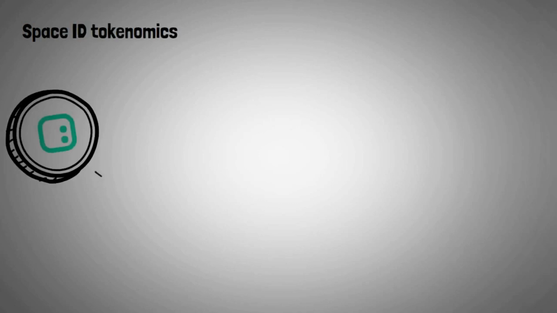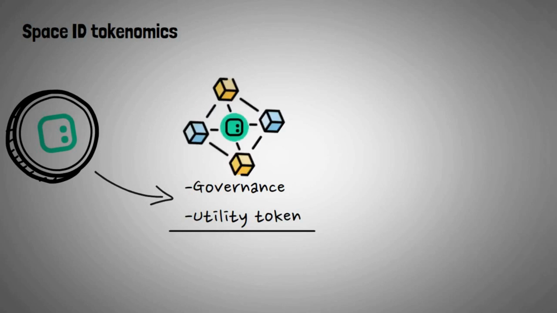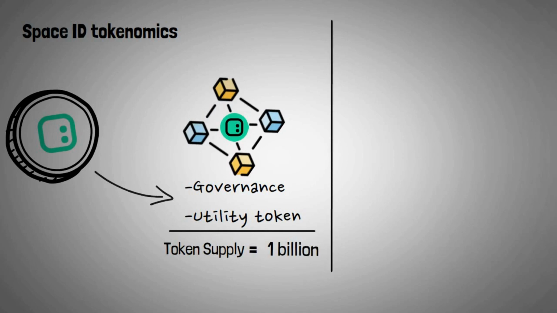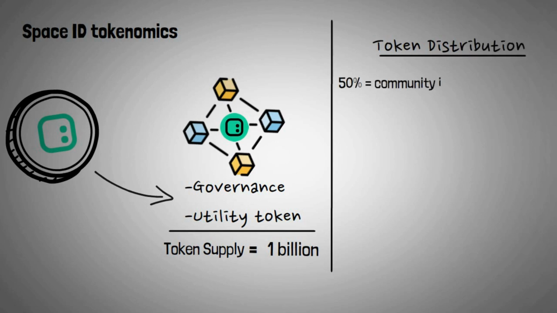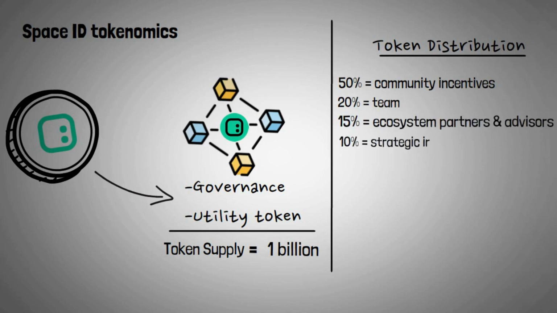But let's wrap this up with SpaceID tokenomics. The ID token is the governance and utility token of the SpaceID ecosystem. Here are some details on its tokenomics. First is the token supply. The total supply of ID tokens is about 1 billion, with no more tokens to be minted in the future. Secondly, the token distribution. The initial token distribution is as follows: 50% for community incentives, 20% for the team, 15% for the ecosystem partners and advisors, 10% for the strategic investors, and 5% for liquidity provision.